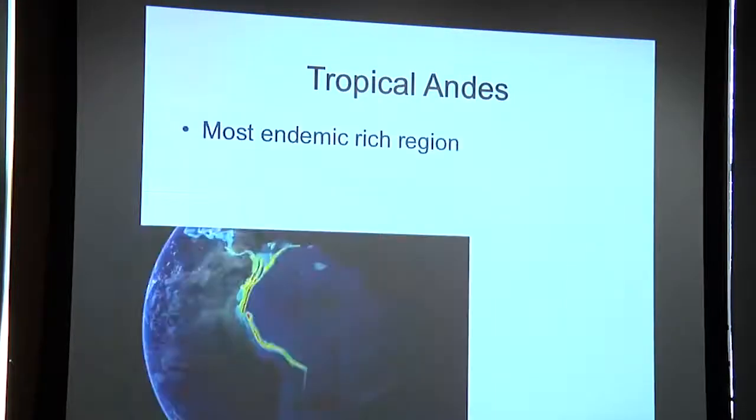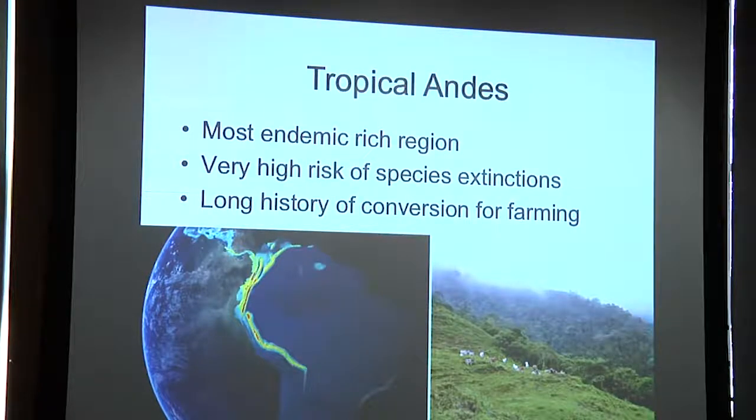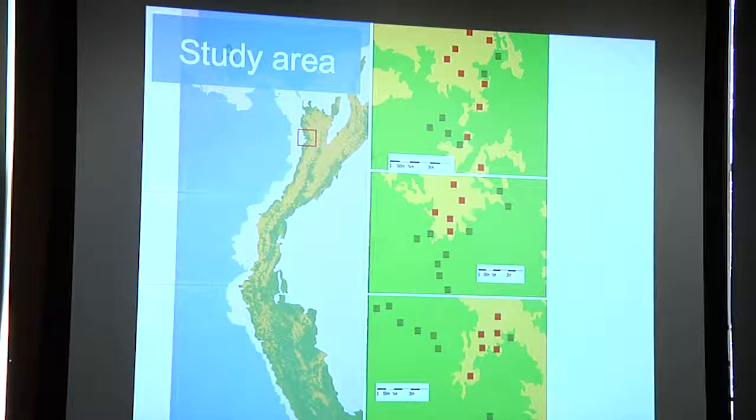So we've been working on this in the tropical Andes. Why would we go there? It's the most endemic-rich place on planet Earth. It has extremely high risks of extinctions. It has a long history of farming, particularly cattle farming. So we focused here in the Western Cordillera of Colombia.